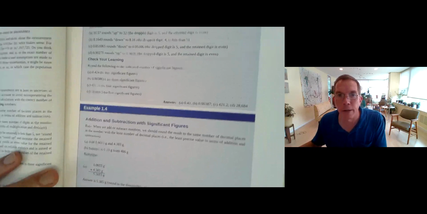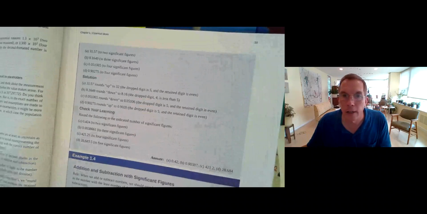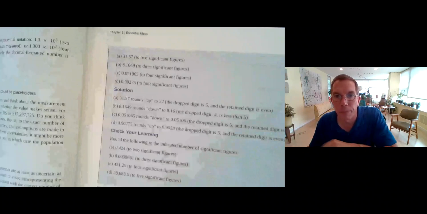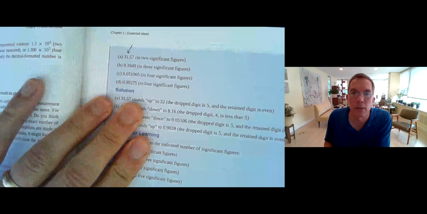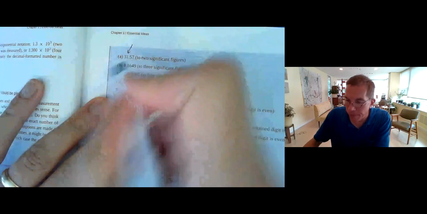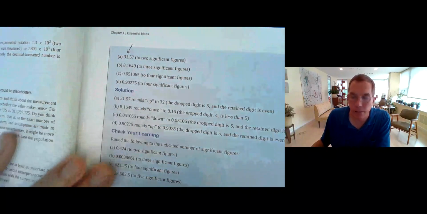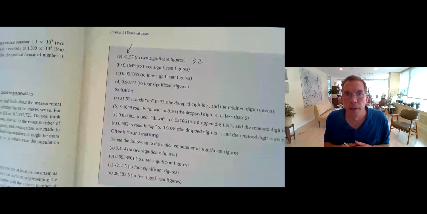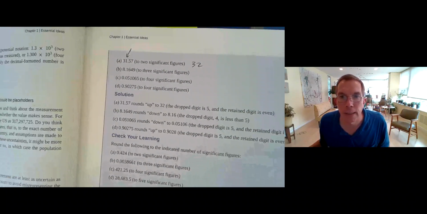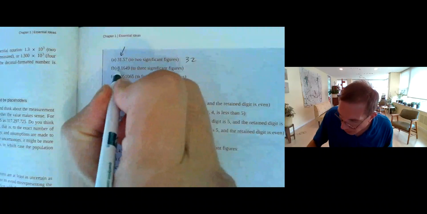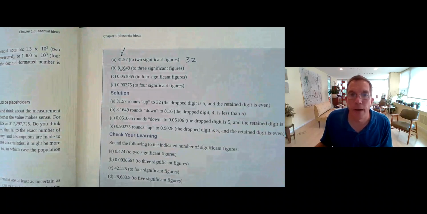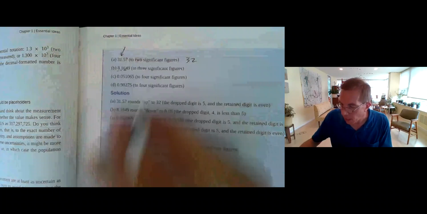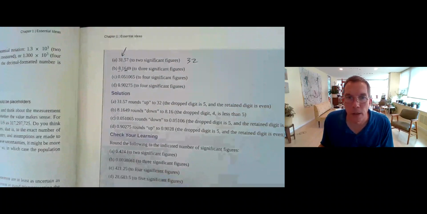But for the most part, we would expect you to be able to look at a problem like 31.57 and round it to 2 sig figs. If I want 2 sig figs, I'm going to be rounding to this decimal place. Then 0.57 is more than halfway past 31, so this would round up to 32. Be able to go through those types of reasoning skills. For 3 sig figs, I round to this decimal place. So 49 is less than 0.5, so this would round to 8.16. Hopefully rounding is something you've done already.